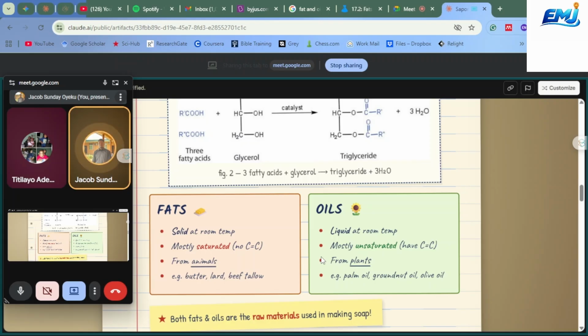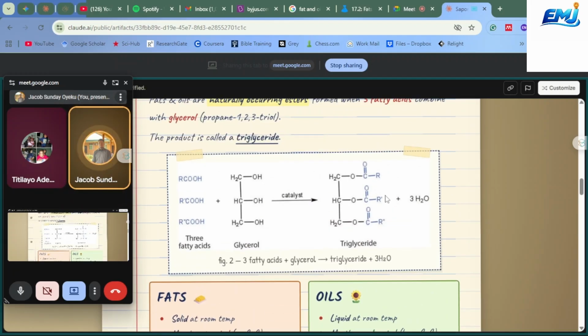So there's something we call saturation. Saturation means something should have single bond. When I was showing you, even here, you are seeing double bond here, two lines, but here is single bond. So this one that has single bond cannot break down again. Let me explain it that way. For it to break down is for it to not be part of that compound again. Do you get?